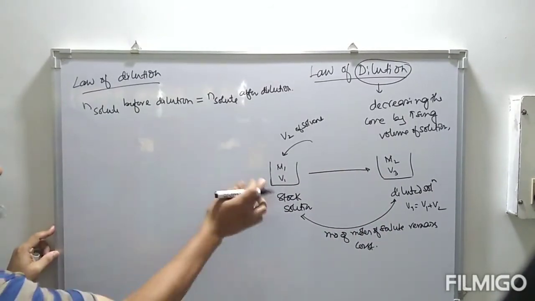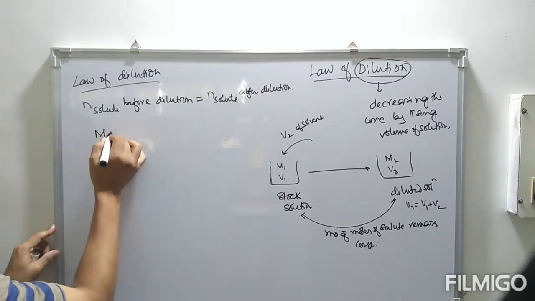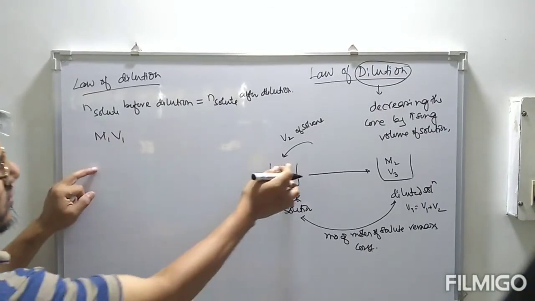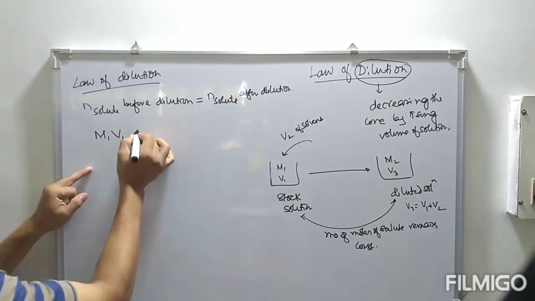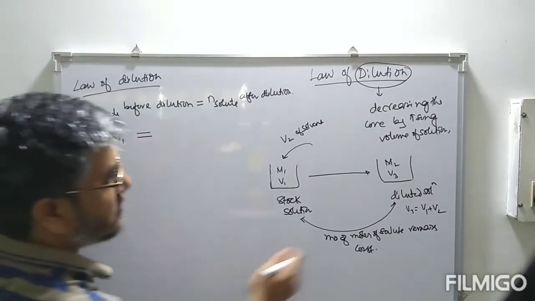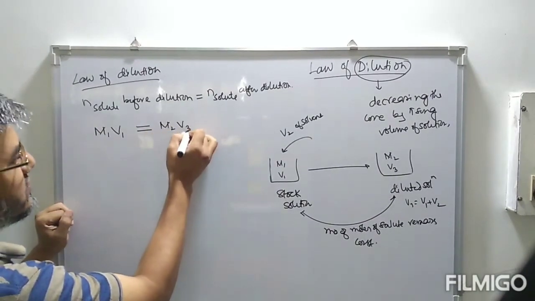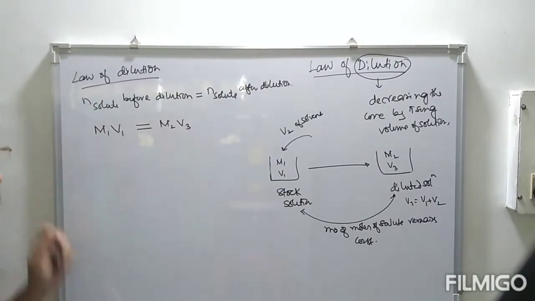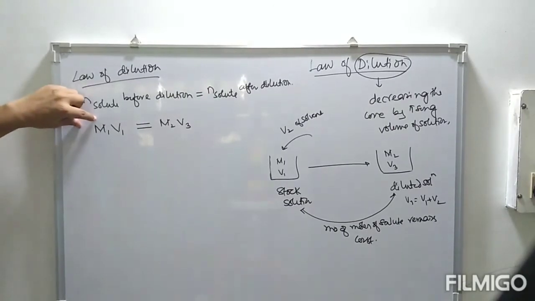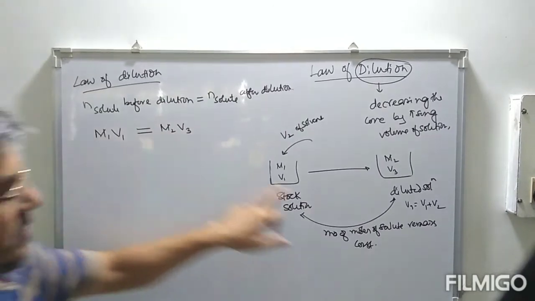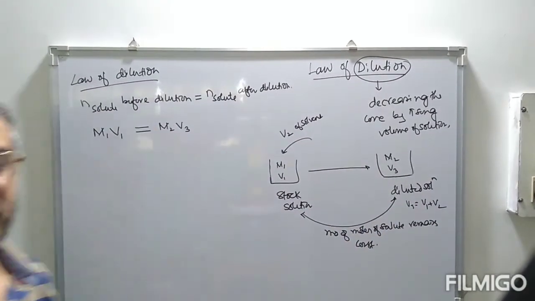So before dilution, the number of moles is M1 V1. Molarity times volume is the number of moles. After dilution, concentration is M2, volume is V3. So molarity times volume is the number of moles. So this is what we call M1 V1 equals M2 V3, where V3 is V1 plus V2.